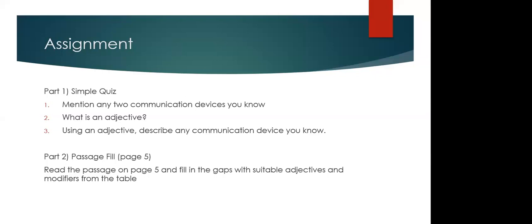So I'll start with Isaac. Isaac? Yes. Mention any two communication devices you know. We are trying to see if you remember what we've studied today. There is a telephone and a television. Correct. Thank you. That's correct. Wonderful. Sengendo, tell us your two communication devices.